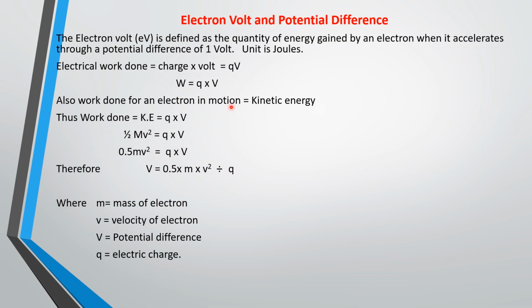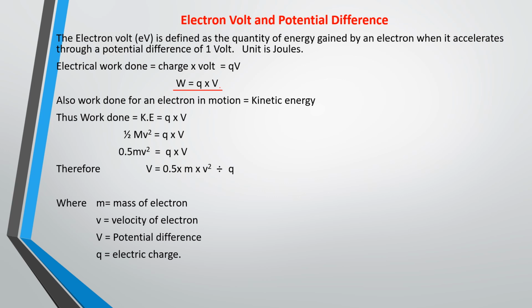Electron volt and potential difference. Electron volt is defined as the quantity of energy gained by an electron when it accelerates through a potential difference of 1 volt, and the unit is joules. Simply put, we know that electrical work done is equal to QV, as we discussed before. Electrical work done is equal to the quantity of charge times the potential difference, which is in volts.